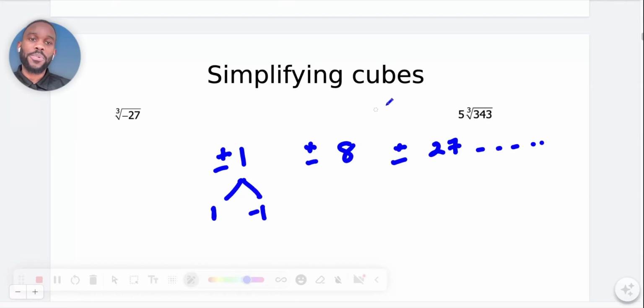So to find the cube root, they write it like this. The index here is always 3. So they tell you to find the cube root of 1, and this is 1, right?